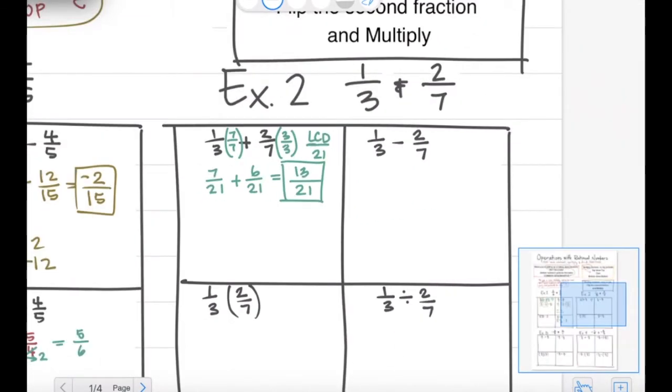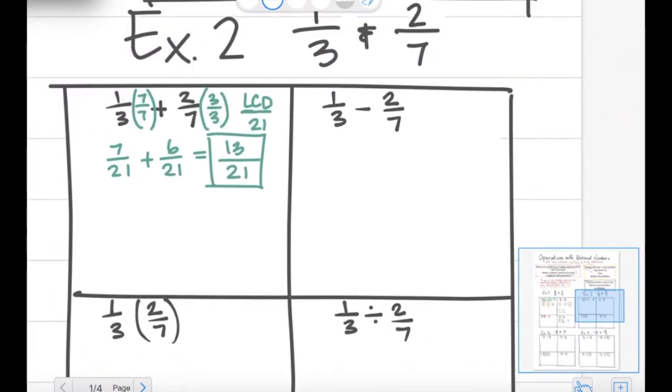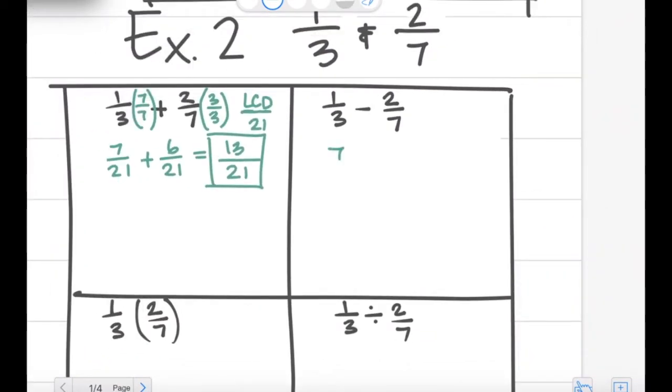Next, we subtract. We've already found our equivalent fractions with the same denominator, so I'm going to just go ahead and keep that. So 7 over 21 minus 6 over 21. Again, keep your denominator 21. 7 minus 6 is 1, and you're finished.